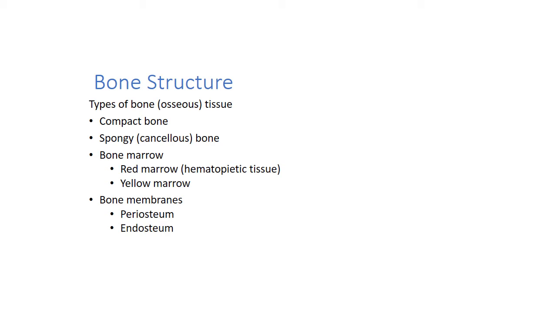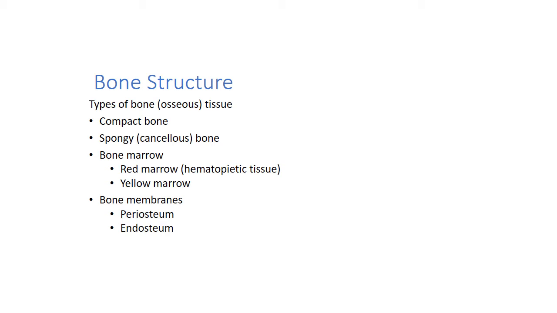Bone marrow is of two types. There's red bone marrow that actually is hematopoietic tissue, meaning that red bone marrow produces blood cells. Yellow marrow, on the other hand, is red marrow that has become inactive and has been converted to fat. The great thing is that yellow marrow, when it's needed, can be reverted back to red marrow.